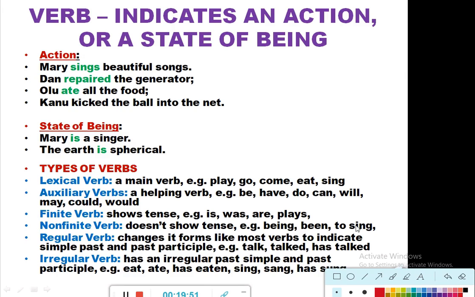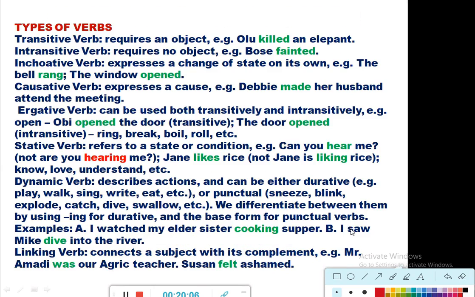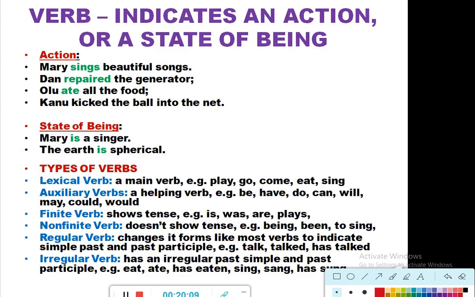If you say Mary likes to sing, this sing cannot change in any way. You cannot say Mary likes to sang. So it doesn't change. It remains in the base form, and that is what makes it a non-finite verb. It's not sensitive to a change in time or a change in person. You cannot say Mary likes to sings. No.